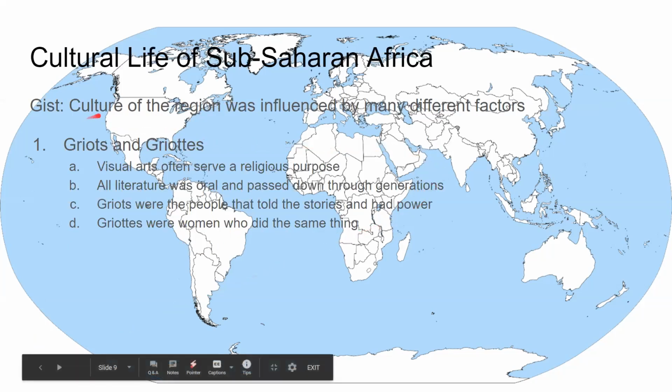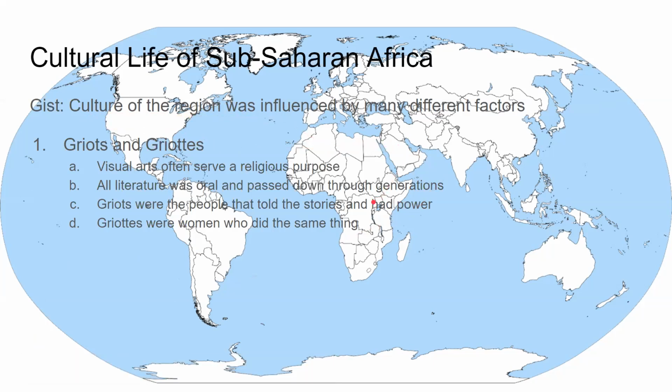Cultural life. The culture of the region was influenced by many different factors, right? Visual arts often served a religious purpose. A lot of their artifacts were made of metal. Things like iron and copper were used, some gold, to create statues and carvings. All literature was oral and passed down through generations. The men who passed it down were called griots, and the women were called griottes, right?